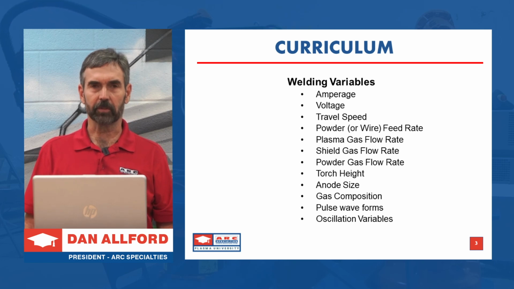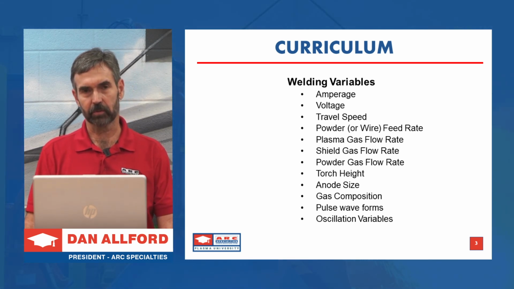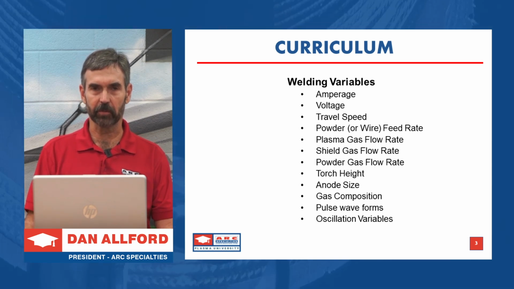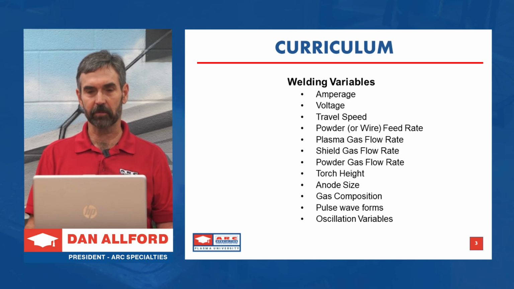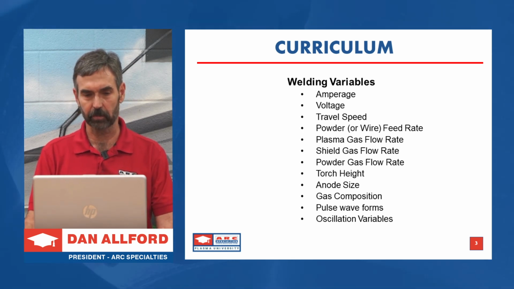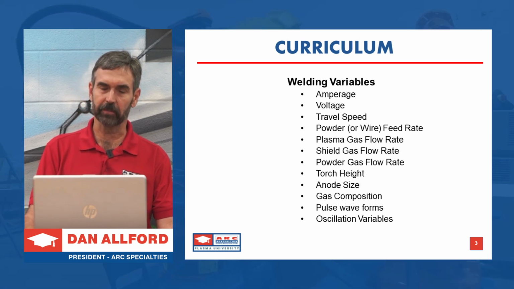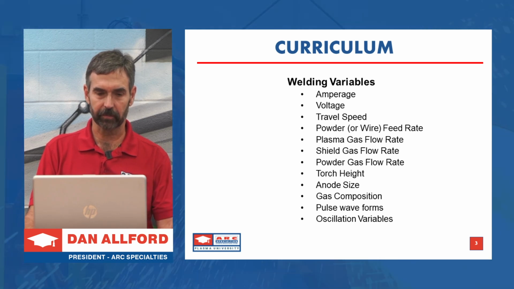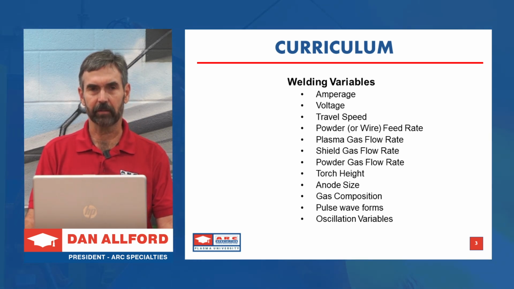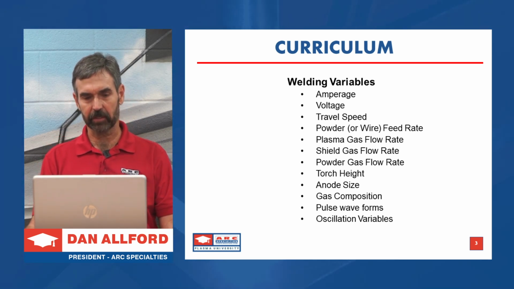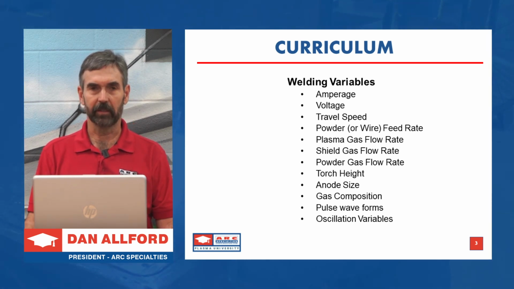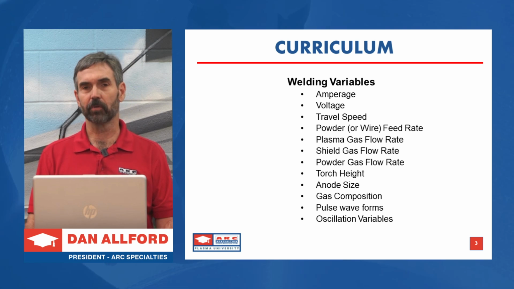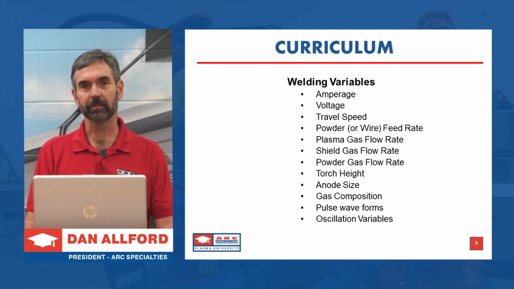What we're going to focus on today are welding variables, because that's what we do best. And you have to control and understand each of these variables in order to be able to control the process. We're going to discuss amperage, voltage, travel speed, powder or wire feed rates. We're going to talk about plasma, shield, and powder gas flow rates, because there's three of them. We're going to talk about torch height and its control, about anode size, gas composition, pulse waveforms, and then the oscillation variables. If you can control all of these things, you can make good plasma welds.